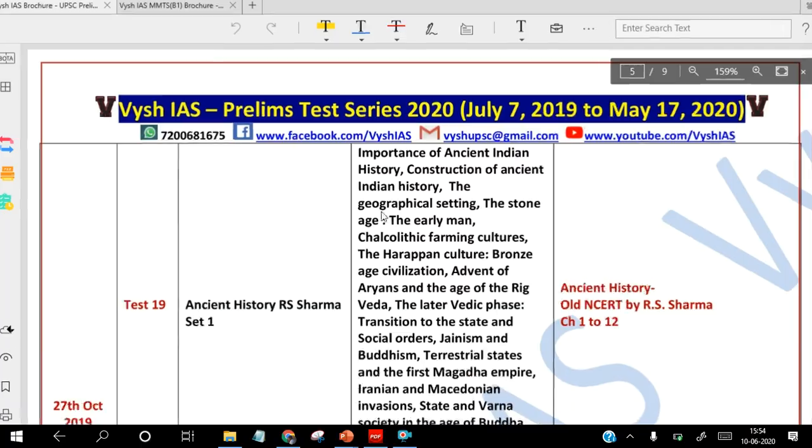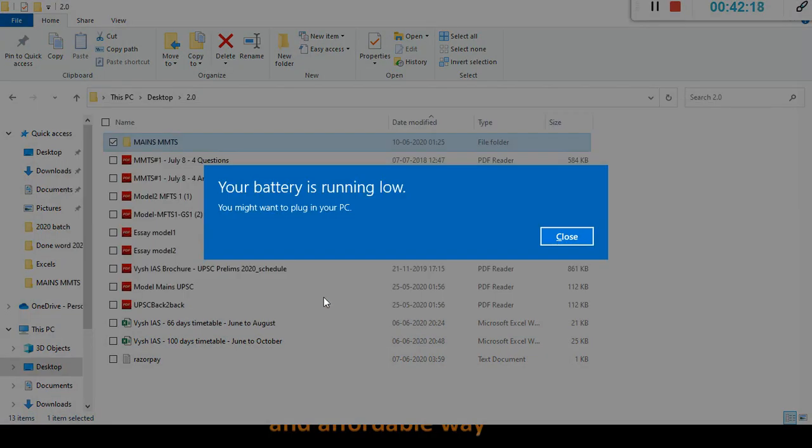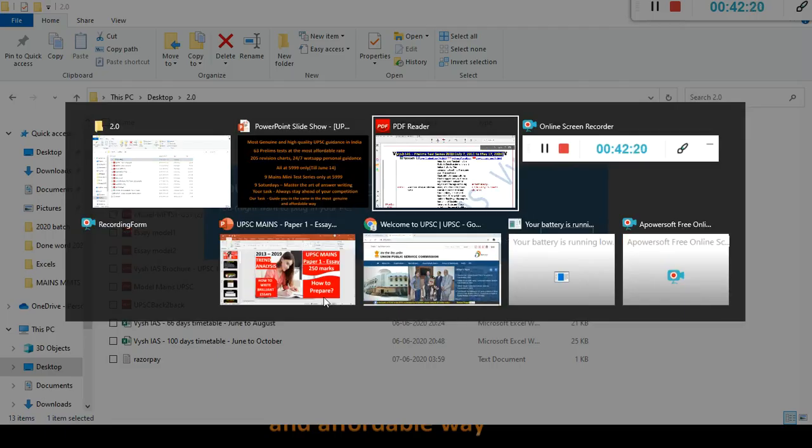I think I have it already here. See here, 66-day timetable and 100-day timetable. So in 2 months also you can do all the prelims tests if you have studied everything. If you are already my student, you would have already studied everything, so you can do a quick revision. Or if you want to study the textbook and then do this, then you can do the 100-day timetable. That's why I'm telling, for every kind of student I have designed the course. So 2020 students, try to come and get it.